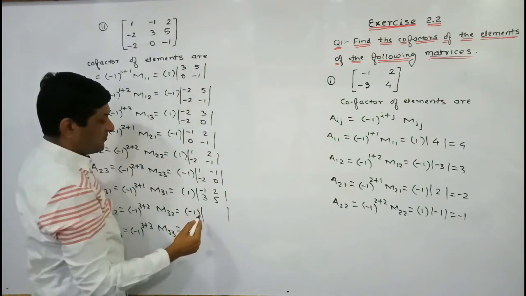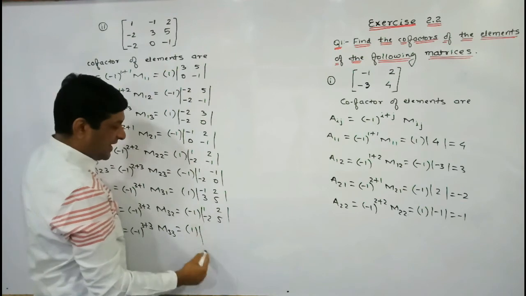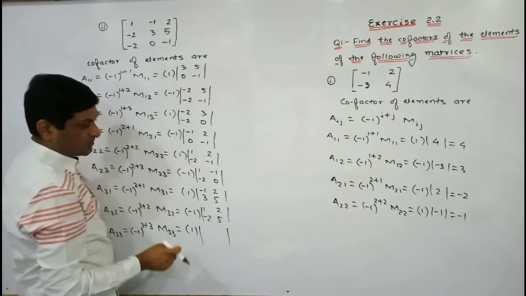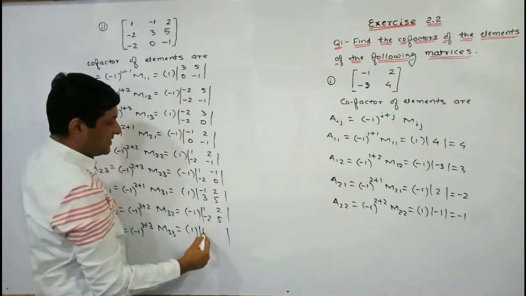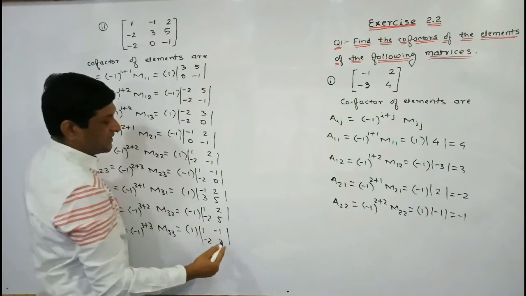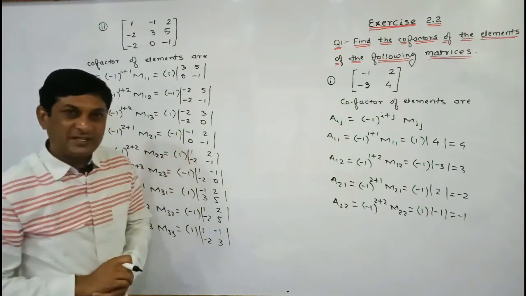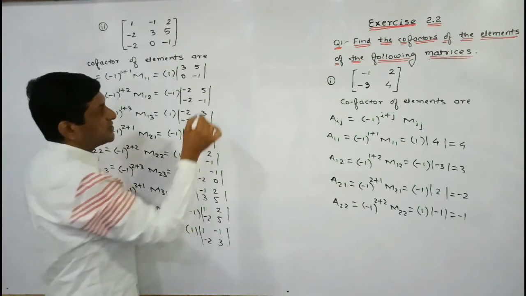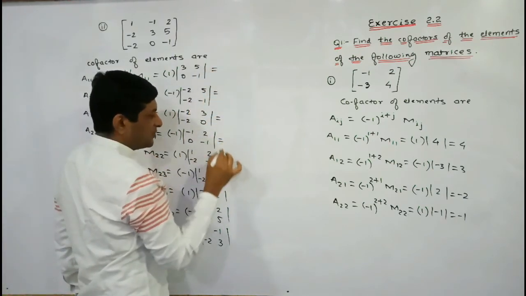Remaining elements are 1, 2, minus 2, 5, and lastly delete third row, third column. Remaining elements are 1, minus 1, minus 2, 3. Using this method we are able to obtain the elements of the determinants. Now the remaining part is just to find the value of the determinants and complete the calculation.